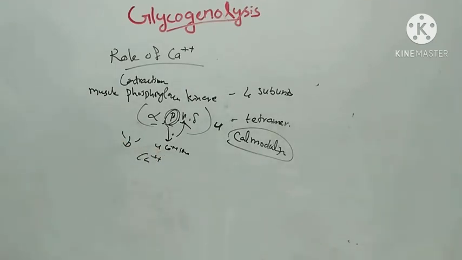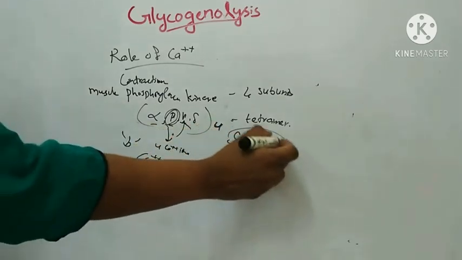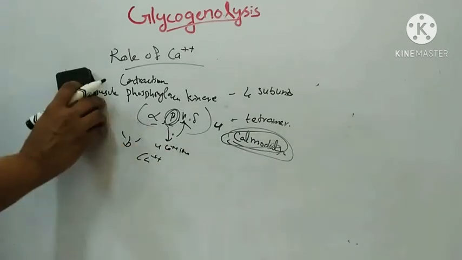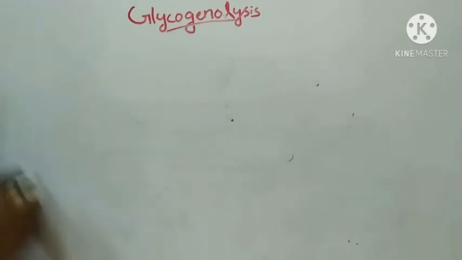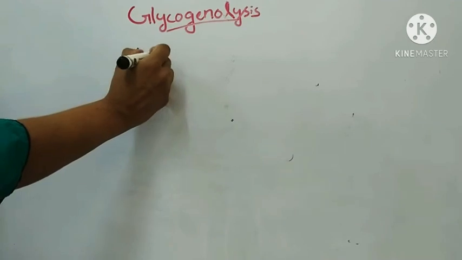Then a second molecule of calmodulin can interact with the phosphorylase kinase and cause further activation. Thus, activation of muscle contraction and glycogenolysis are carried out by the same calcium binding protein. So, here we can see one protein, that is calmodulin. We will see about calmodulin. What is calmodulin?